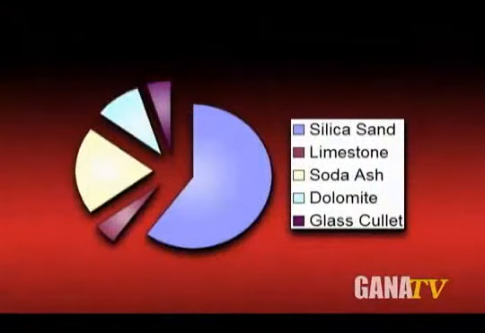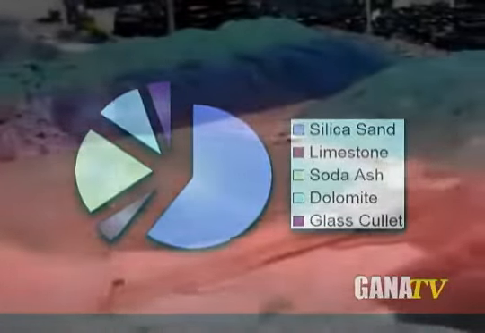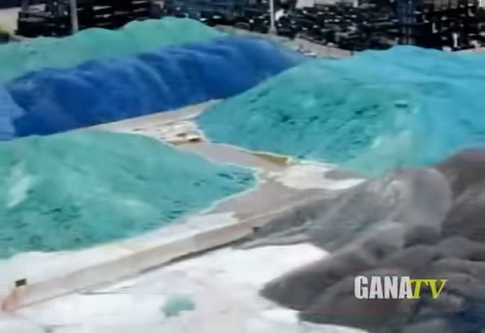The main ingredient in glass is silica or sand, which accounts for 60% of the total materials used in making glass, called the batch. Lime and dolomite are added to help sustain strong physical properties of the finished glass, while soda ash and sulfate help lower the temperature at which sand will melt.